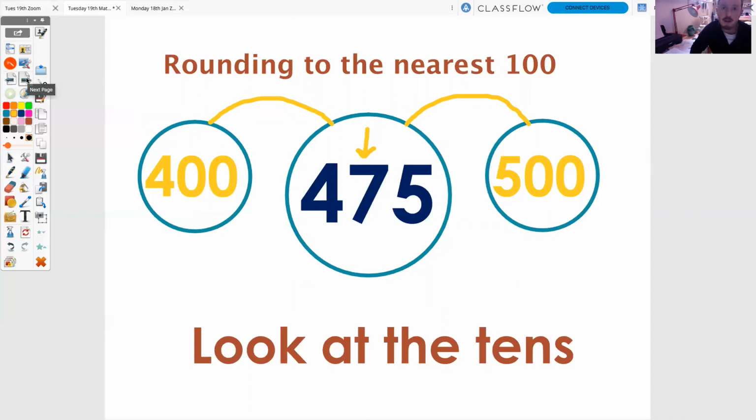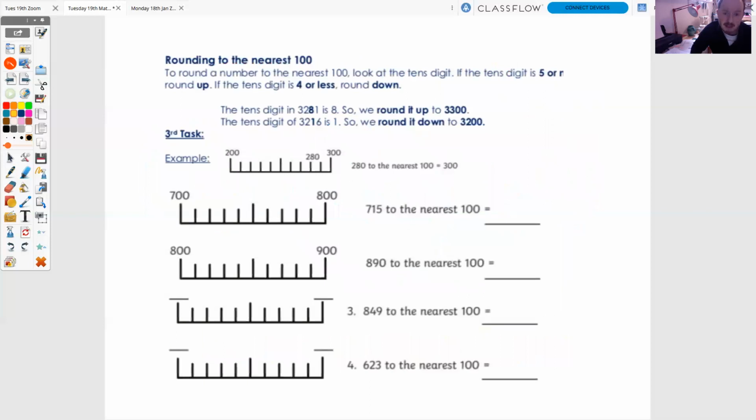All right? Now, this activity you've got here, rounding to the nearest 100. To round a number to the nearest 100, look at the tens digit. If the tens digit is 5 or more, round up. If the tens digit is 4 or less, go down. Okay, so we've got some numbers here, 715, 890, 849, and 623 to do some rounding with to the nearest 100. All right, so have a go at that on your sheet. Try and get it right. I'm sure you can check it later.